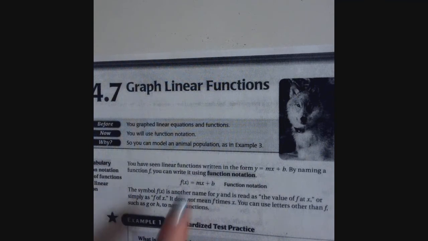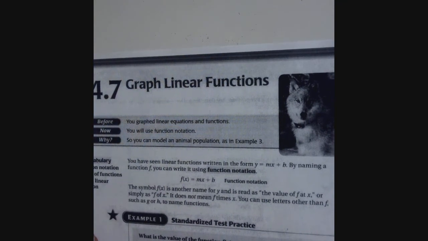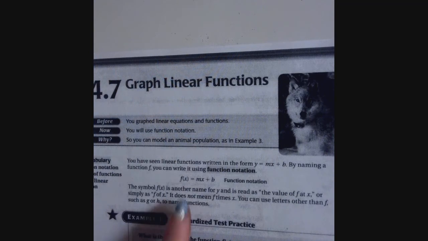You have seen linear functions written in the form y equals mx plus b. We've been doing them, or we did y equals ax, where we did direct variation. By naming a function f, you write it using function notation. So this is the two things that you're going to have to interchange and understand. So instead of writing y, you can write f of x. That is the same as y.